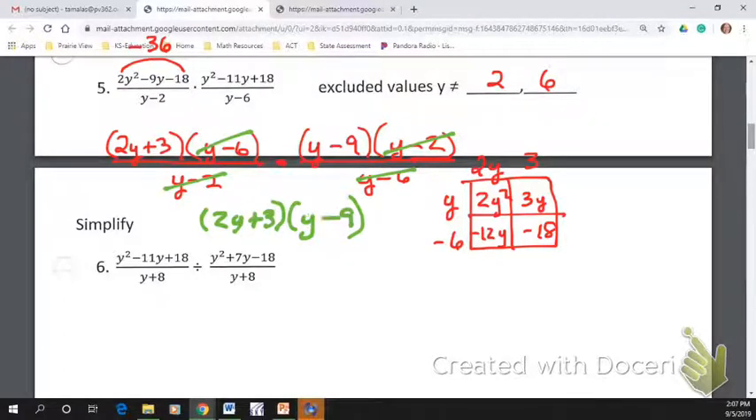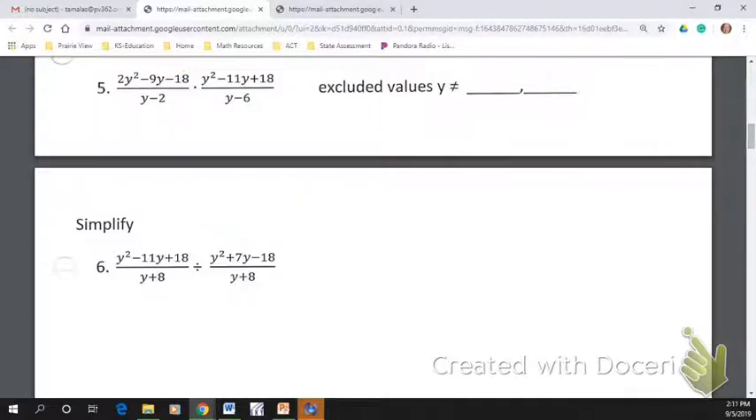All right, are we ready for 6? Yeah. Actually, I have room to work now. We were just kind of on that page. Yeah, that was terrible.